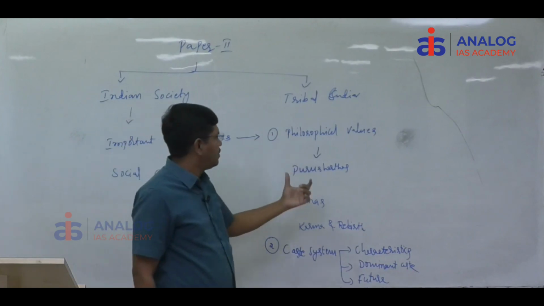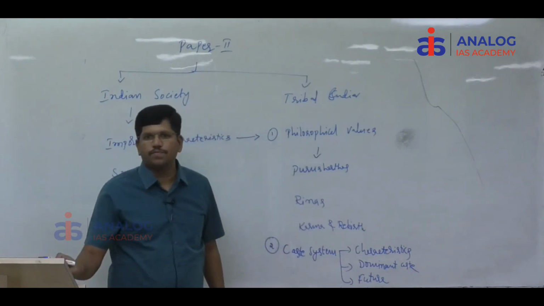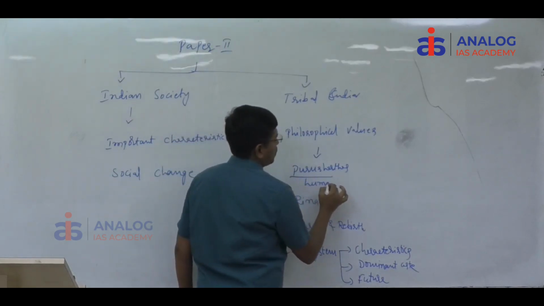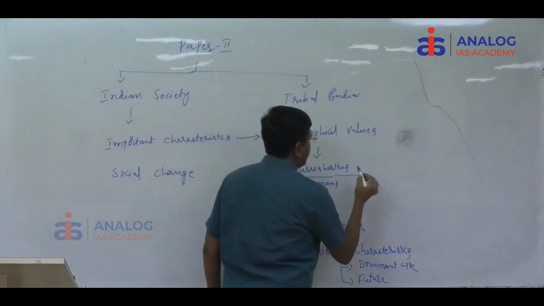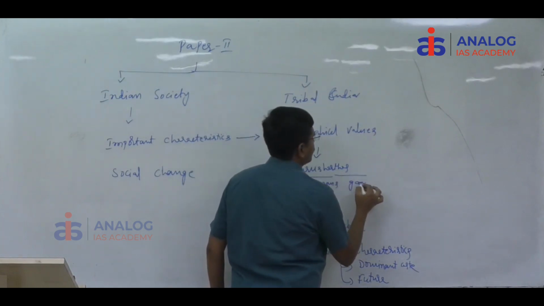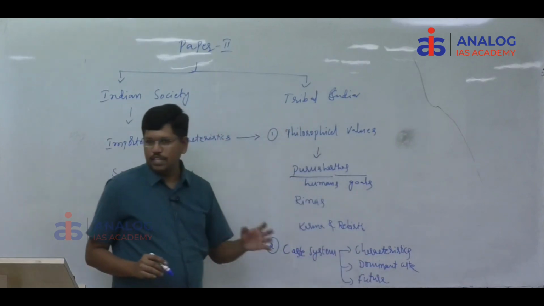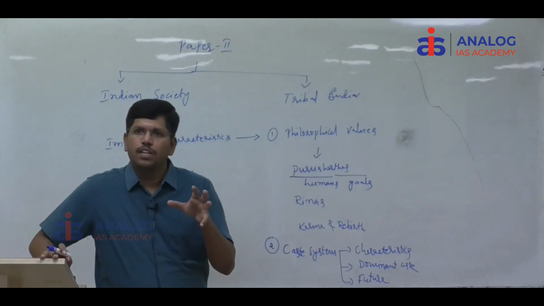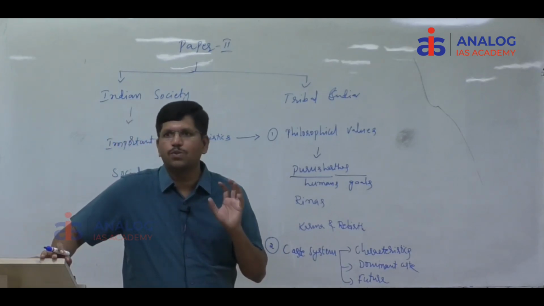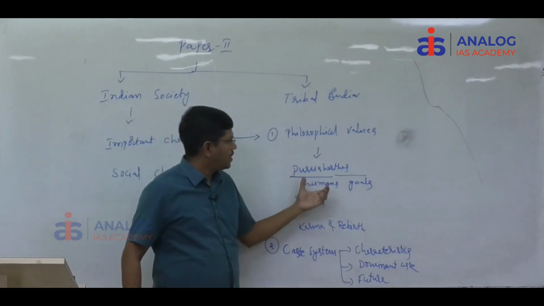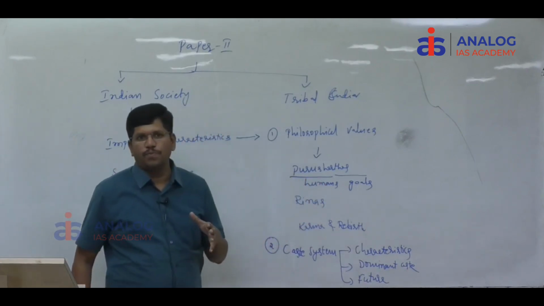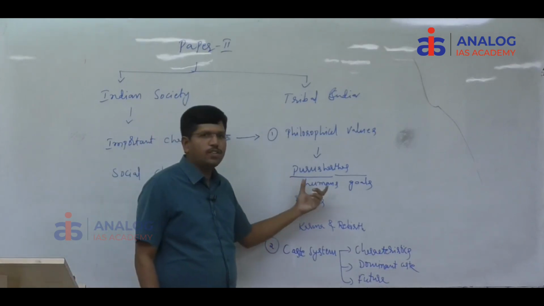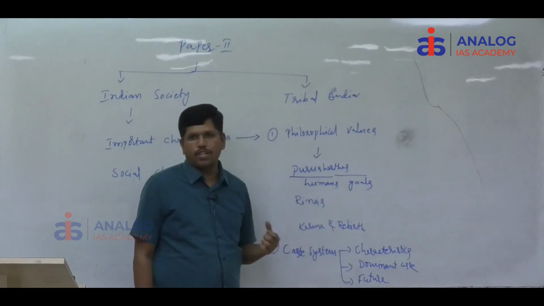In the philosophical values, the first concept is Purusharthas. The name itself indicates: Purush means human, Ardhas means goals. According to traditional Indian philosophy, which is nothing but Hindu philosophy, and traditional Indian society is nothing but Hindu society, every Hindu has to achieve 4 goals in his life. The goals of a human being are called Purusharthas.